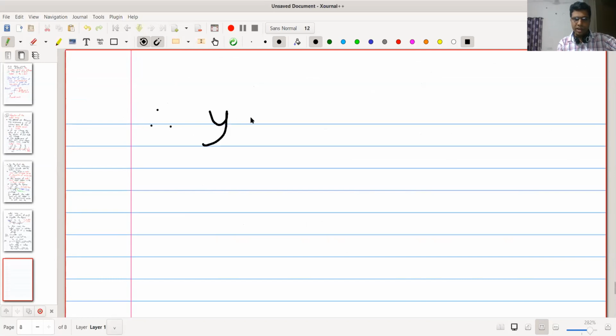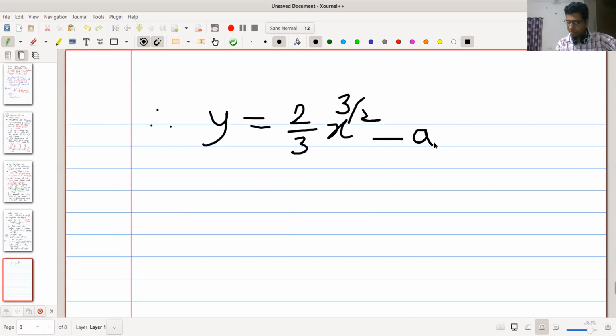Therefore, we can integrate and we get y equal to, so x raised to 1 by 2 integration is x raised to 1 half plus 1, that is x raised to 3 by 2 divided by 3 by 2 means 2 by 3 x raised to 3 by 2, then minus a is there and x raised to minus 1 by 2 plus 1, that is x raised to 1 half divided by 1 half means 2 times x raised to 1 half and constant of integration c.